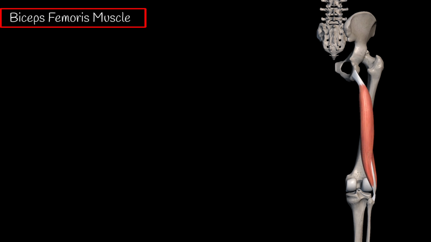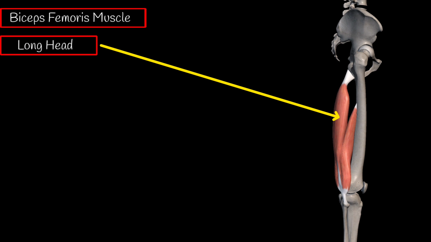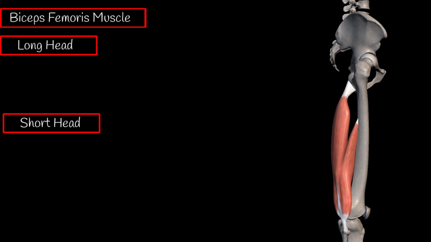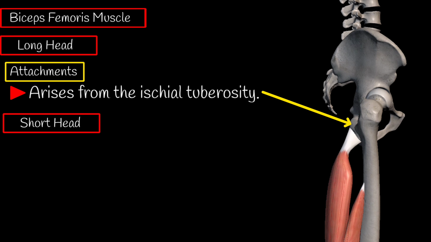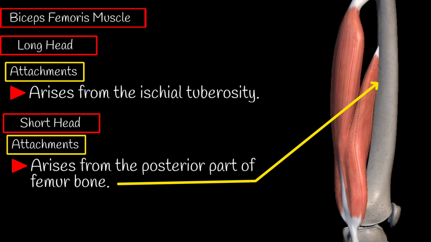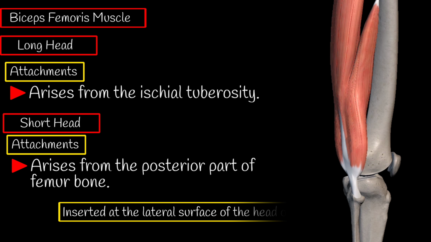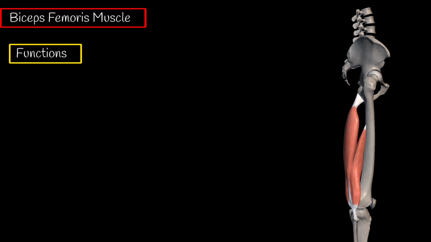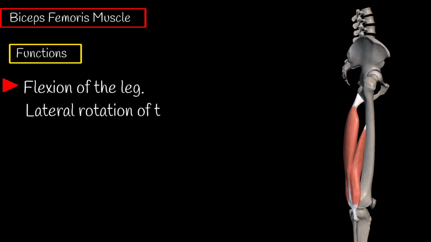The biceps femoris muscle has two heads, long head and short head. Look at the long head. It arises from the ischial tuberosity, while the short head arises from the posterior side of the femur bone, and they are inserted collectively on the lateral side of the head of the fibula. The function of biceps femoris is the flexion of the leg, and its lateral rotation when the knee is flexed.